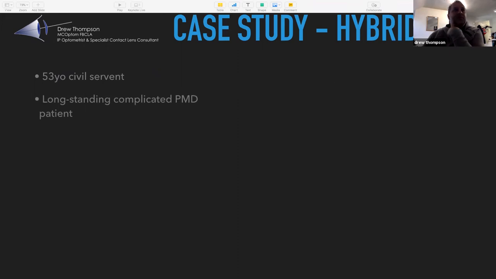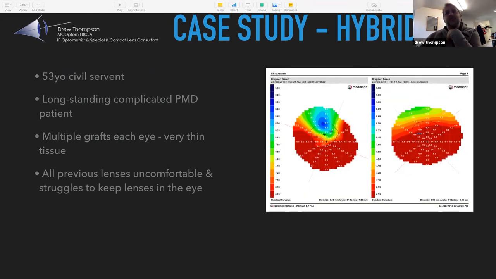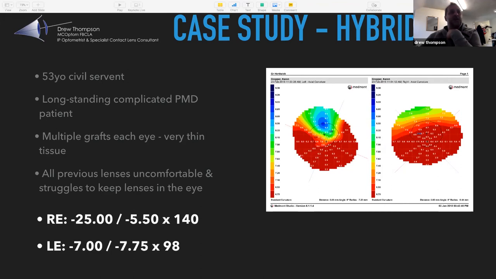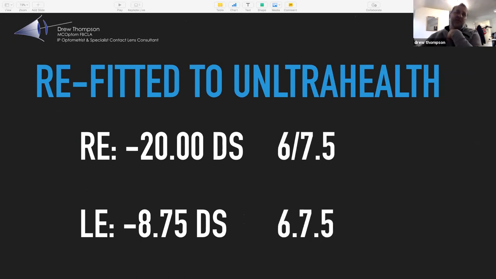So this is another one, a retired civil servant, long-standing PMD patient, pathological myopic degeneration. It had multiple grafts. The eye was very thin. All previous lenses have been uncomfortable and struggled to keep the lenses in the eye. Here's the cornea. As you can see, there's a marked difference between the superior and the inferior there. Very steep at the bottom where the red is. And we had a prescription of -25 in the right eye with a -5 at 140. And we're getting 6/24 vision out of that. Refitted to an Ultra Health, right eye -20, left eye -8.75, and we got those visions.